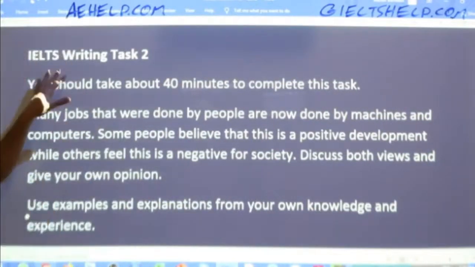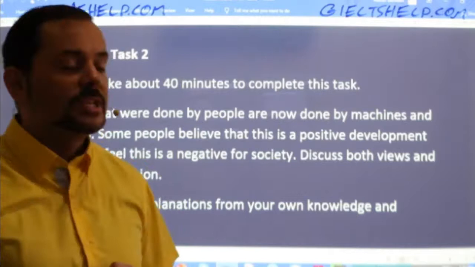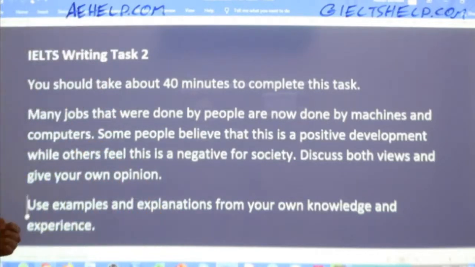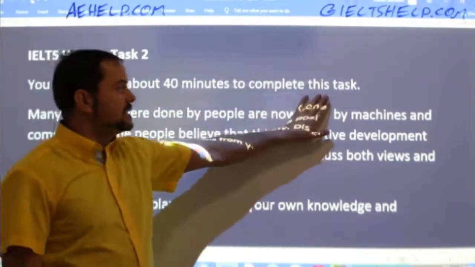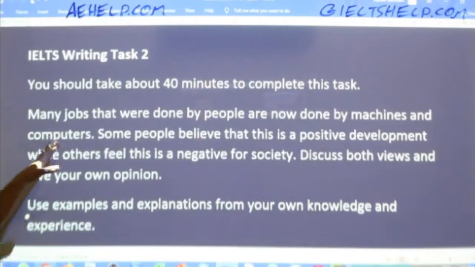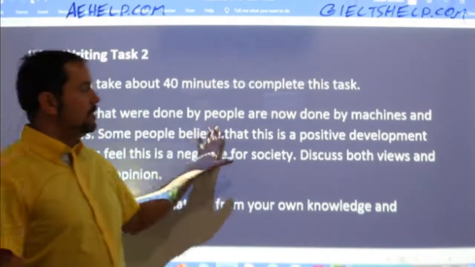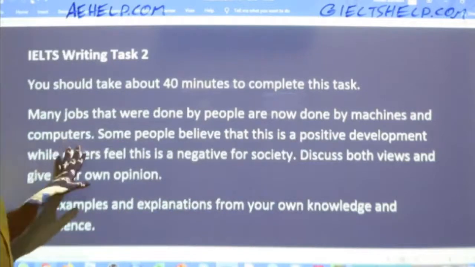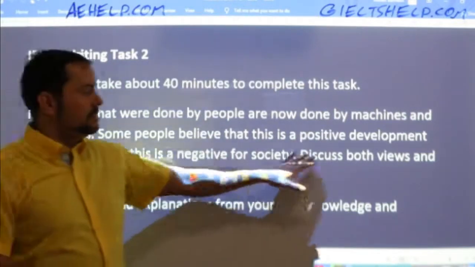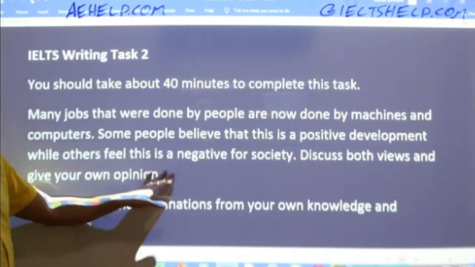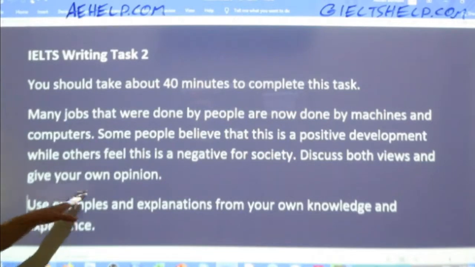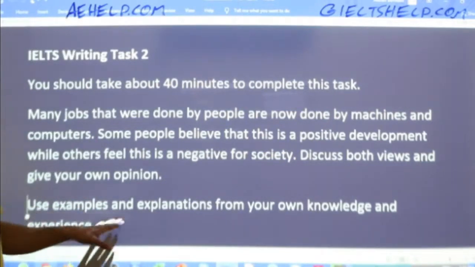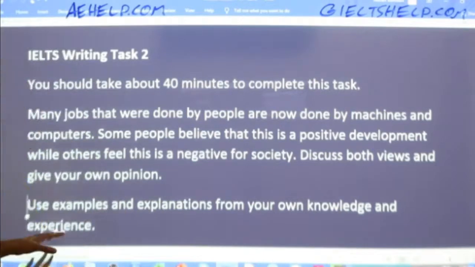Now let's take a look at our task two question. Okay, first step, as you know, members, is to read the question carefully. So let's do that together. You should take about 40 minutes to complete this task. And then let's read. Many jobs that were done by people are now done by machines and computers. Some people believe that this is a positive development, while others feel this is a negative for society. Discuss both views and give your own opinion. Use examples and explanations from your own knowledge and experience.